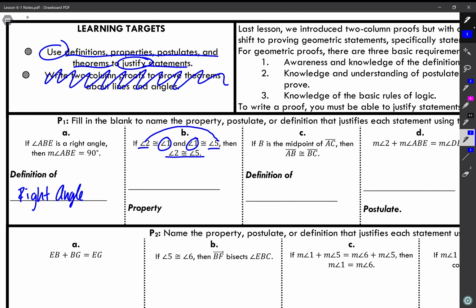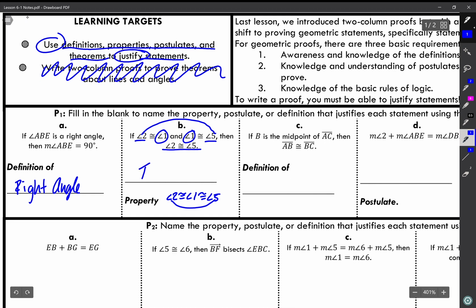Another way to think about it that lets you see how the transitive property works a little bit better is to write it like this: angle 2 congruent to angle 1, which is also congruent to angle 5, so 2 and 5 have to be congruent in that long line of equal signs. So that's another way to see it. Angle 1 just happens to fall in the middle, and like I said, this is the transitive property.